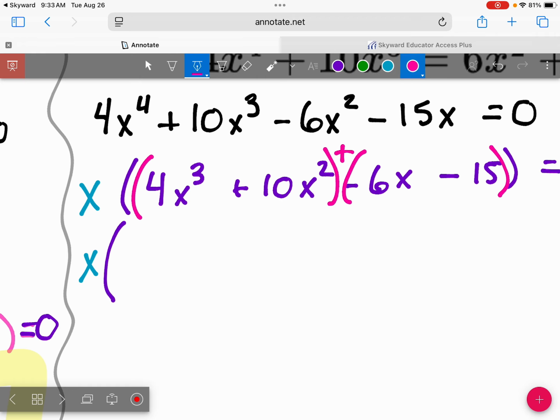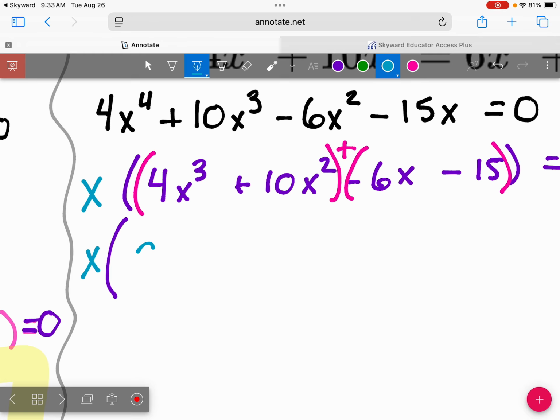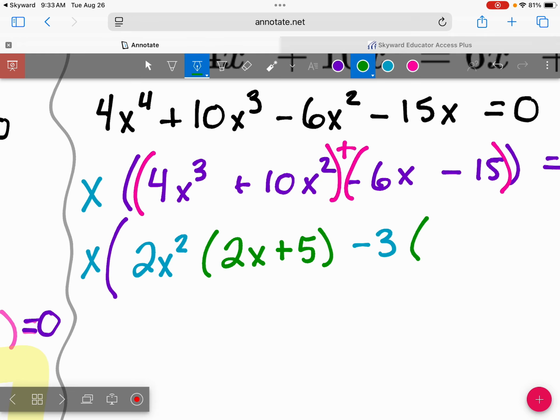So we're going to pull out the things that are shared between 4x cubed and 10x squared. We're going to have a 2x squared, and what's leftover gives us a 2x plus 5. And then shared between our minus 6x and minus 15, we're going to have a minus 3. And that's going to give us a 2x plus 5.